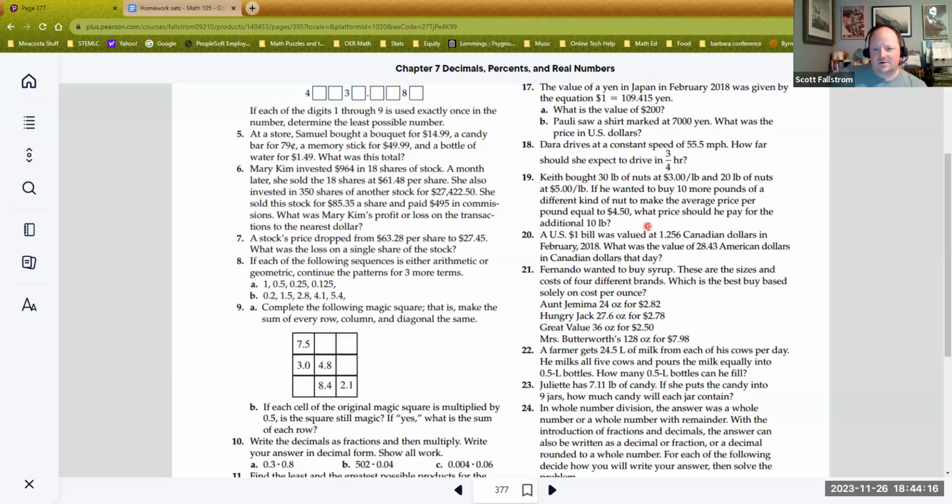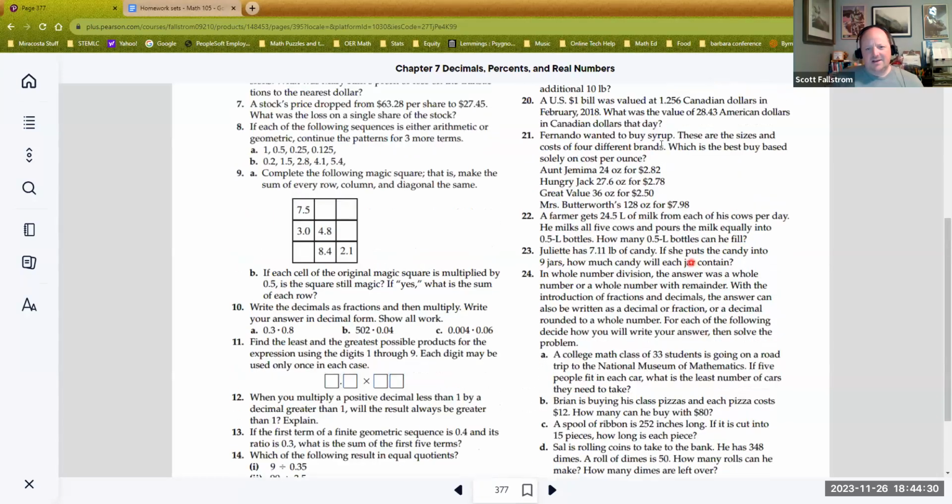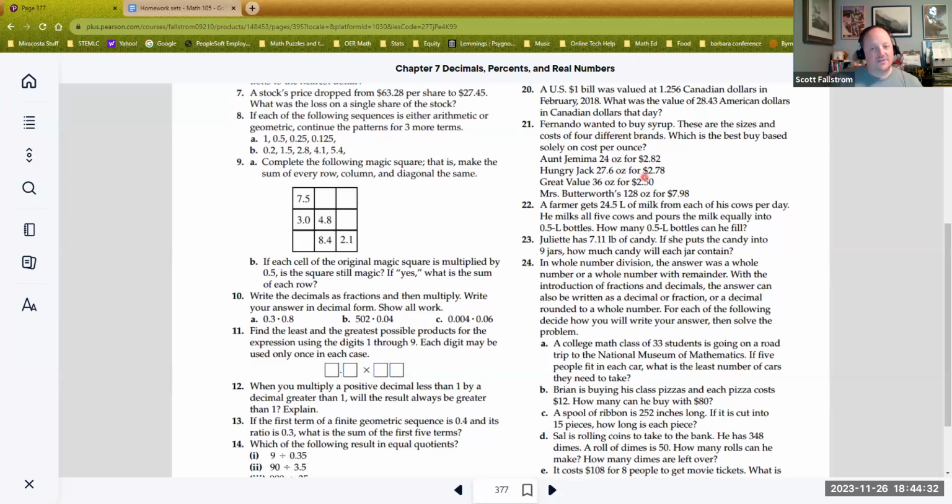Okay. Let's see here. Conversions. $1 is this many Canadian. What was the value of this many dollars in Canadian dollars that day? So again, how do we use conversion factors? Let's see here. Kind of ratios, but ratios that involve decimals. So you're going to be doing division with decimals, and this is where you can base things on the cost per ounce. Sometimes you see that at the grocery store.